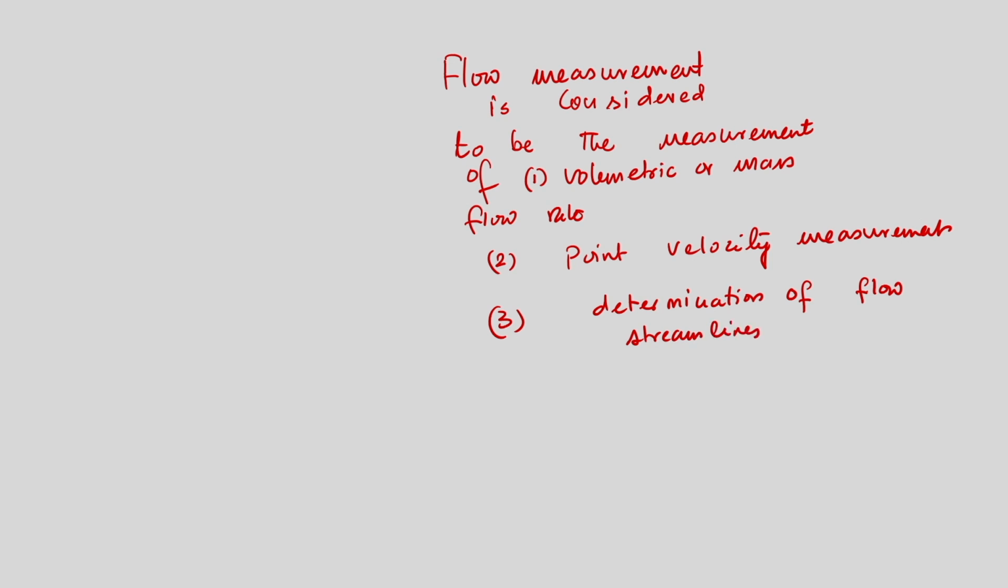So, when we talk about flow measurement, we are considering either the measurement of volumetric or mass flow rate, which is very common and finds many engineering applications to be precise. Then second is the point velocity measurement, and third one is the determination of flow streamlines.